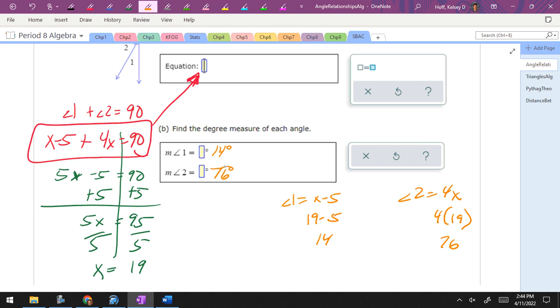Okay? So some of this is just identifying, like part of these are just going to say, give me a set of supplementary angles. Give me a set of vertical angles. You're not going to have work to show for every single problem. There are some that you're going to have to write an equation. I do expect work to be shown there.